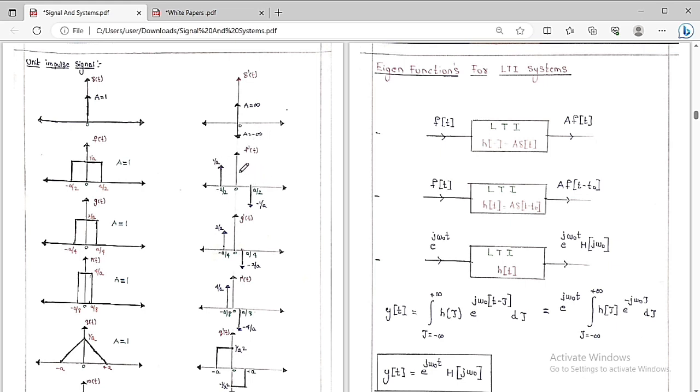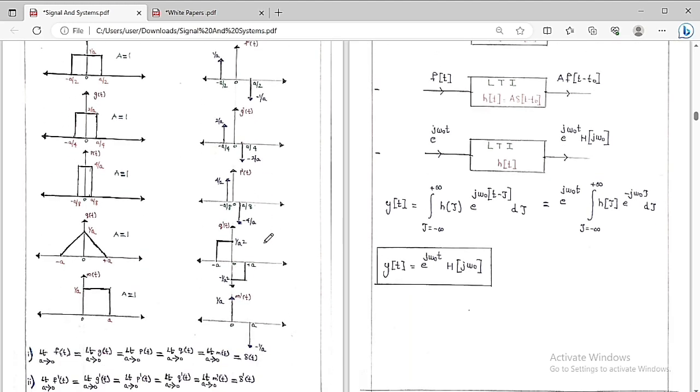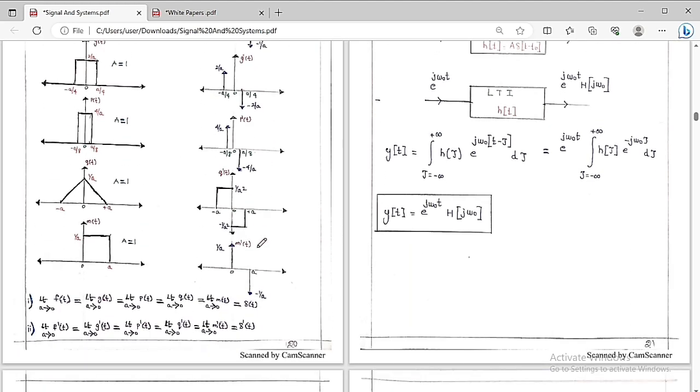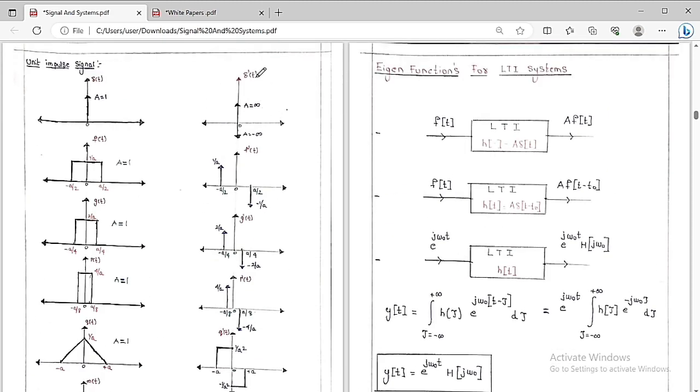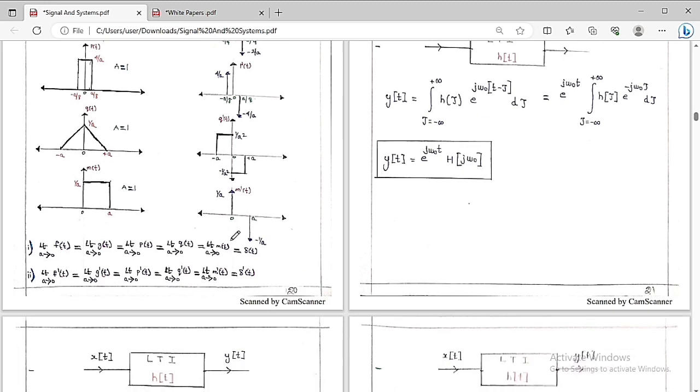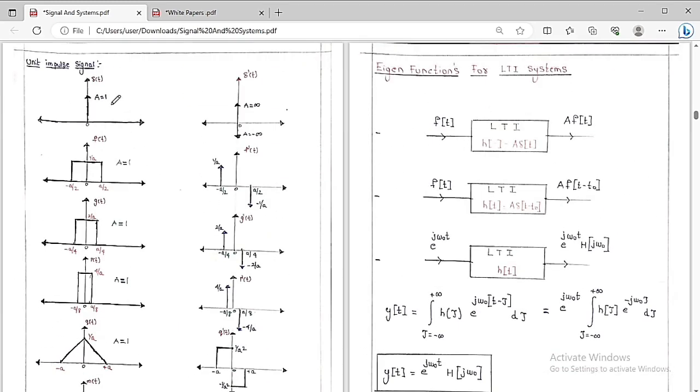So if a tends to 0 for f dash of t, g dash of t, p dash of t, q dash of t, and m dash of t, all these are going to tend to delta dash of t. So this is what I am trying to tell you. Limit a tends to 0 of f dash of t, g dash of t, p dash of t, q dash of t, and m dash of t, all these are going to give you delta dash of t. So this is delta of t and its derivative.